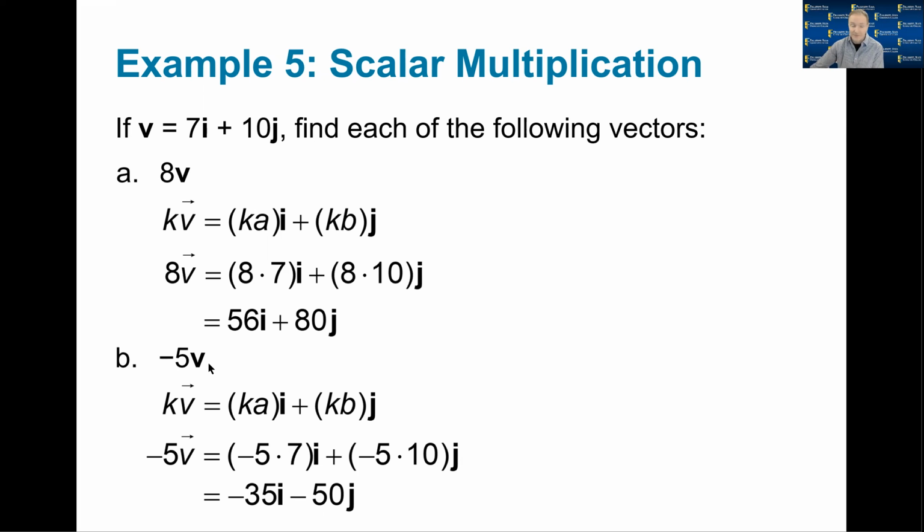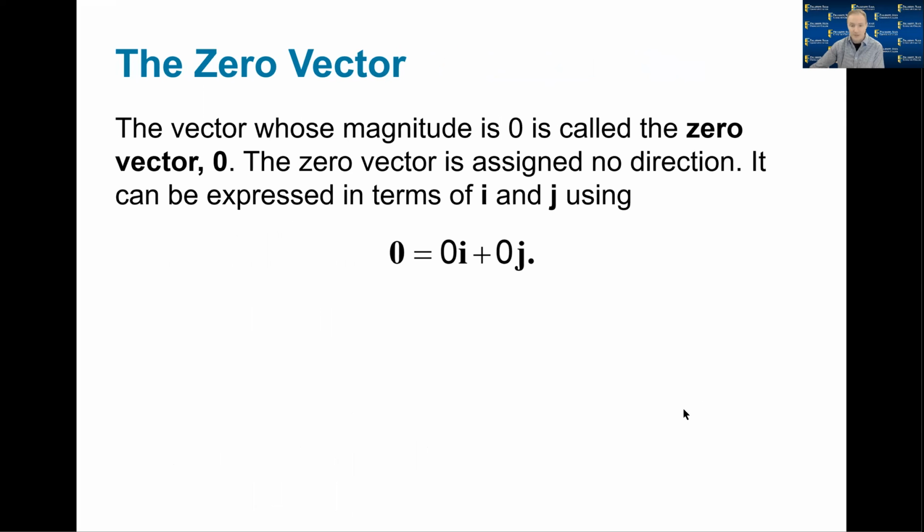What about -5 times vector v? You just multiply each of the components by -5, and you'd get 7 times -5 is -35i. -5 times 10j is going to be -50j. So very easy as far as scalar multiplication.